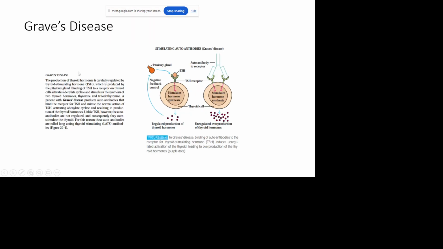So the next is Graves' disease. This is another example of an autoimmune disorder. Here in Graves' disease, first we will see the normal case. In the normal case, the pituitary gland of our brain secretes the TSH hormone, which is thyroid stimulating hormone, that will bind to the TSH receptor in the thyroid cells, which will produce the thyroid hormone.